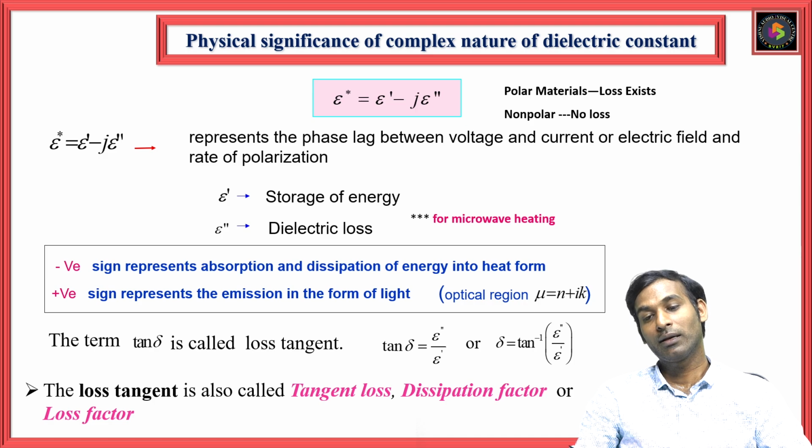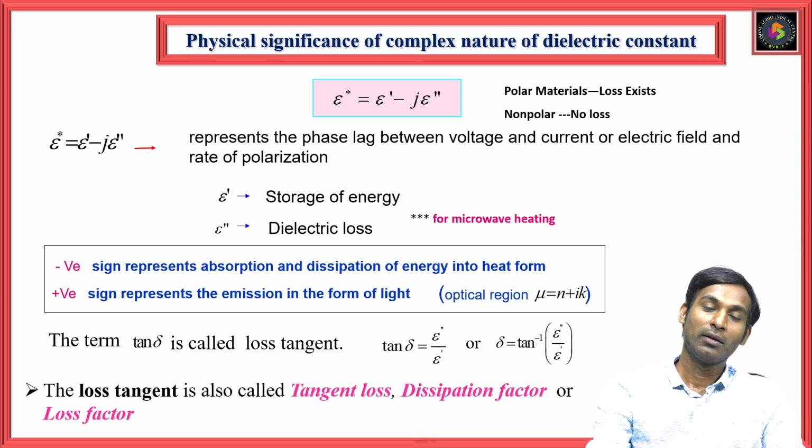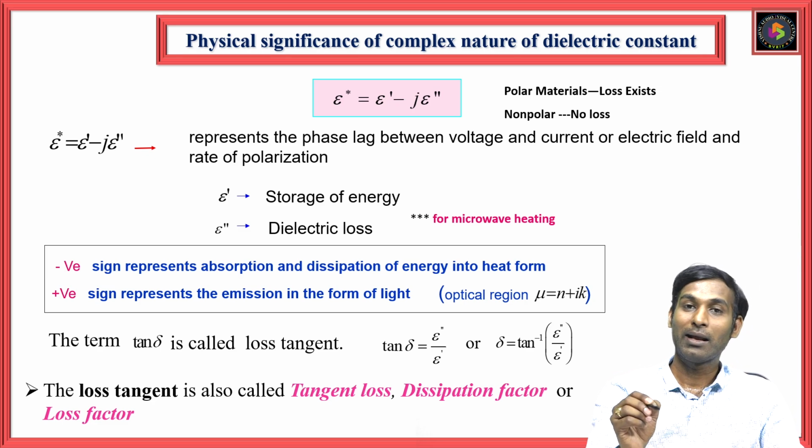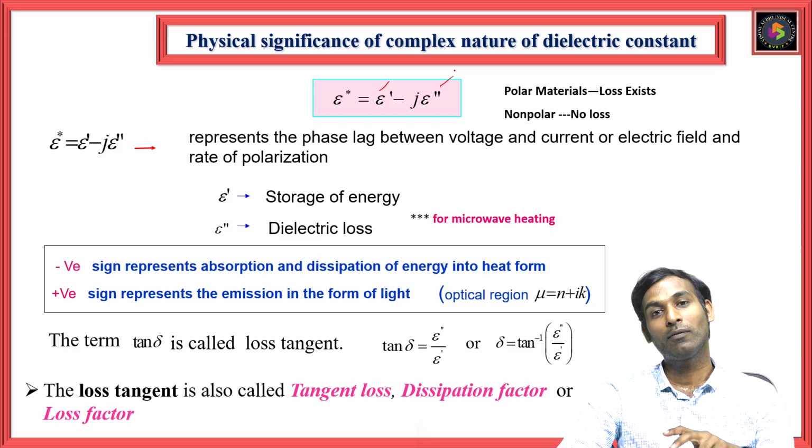Especially for dielectric material, we are taking polar and non-polar material. In this equation, the complex dielectric permittivity is a function of the real part and the imaginary part. This is the real part and this is the imaginary part. The real part of dielectric permittivity is also called the dielectric constant, and it is a measure of the amount of energy from the external electric field stored in a material.